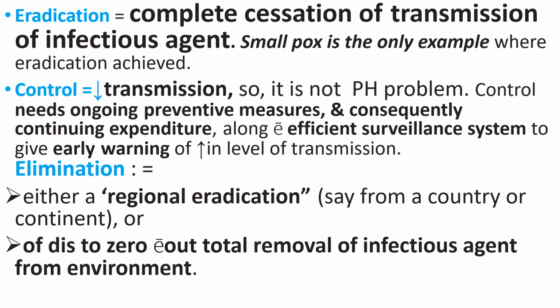Control, at the middle of the slide. What is control? Control is decreased transmission, so it is not a public health problem. Control needs ongoing preventive measures, consequently continuing expenditure along with an efficient surveillance system. It is pronounced surveillance because it is French. Surveillance means observation. An efficient observation system to give early warning of increased level of transmission.